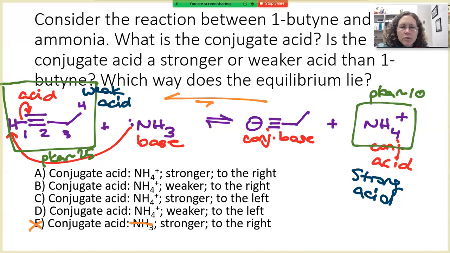If we're thinking about the second question, it says, is the conjugate acid a stronger or weaker acid than 1-butene? So the conjugate acid is stronger. You can cross off the answers that say weaker. Okay, so the conjugate acid is a stronger acid than 1-butene. And which way does equilibrium lie? It lies to the left. Okay, so that one would be wrong. And so our only option for the answer is again answer choice C.